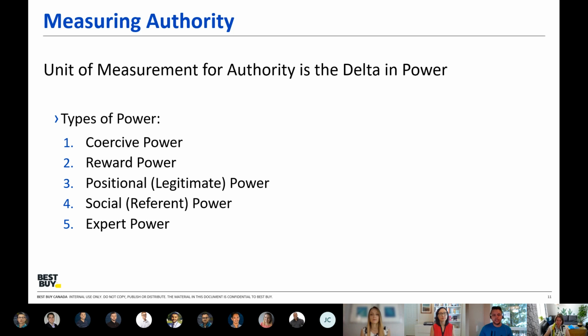The other type, reward power, is just the ability to give something in exchange for a behavior. That's a promotion, or I'm going to give you a feeling of betterment. I can give you something in exchange for your change of behavior. That's a type of power.